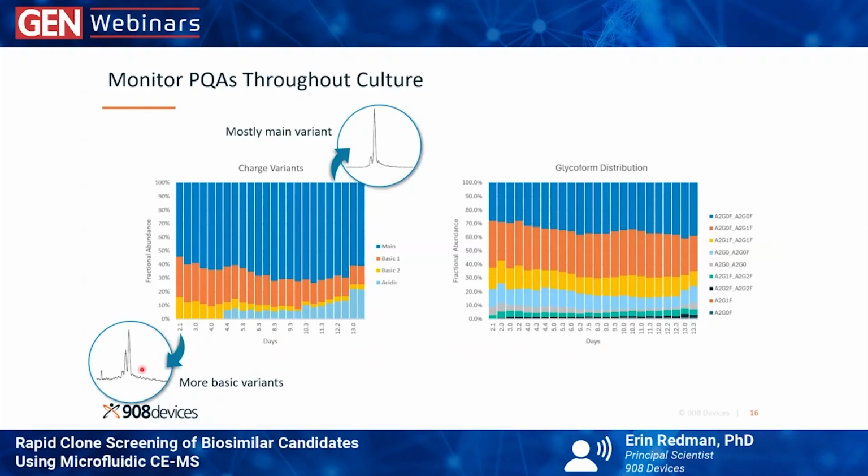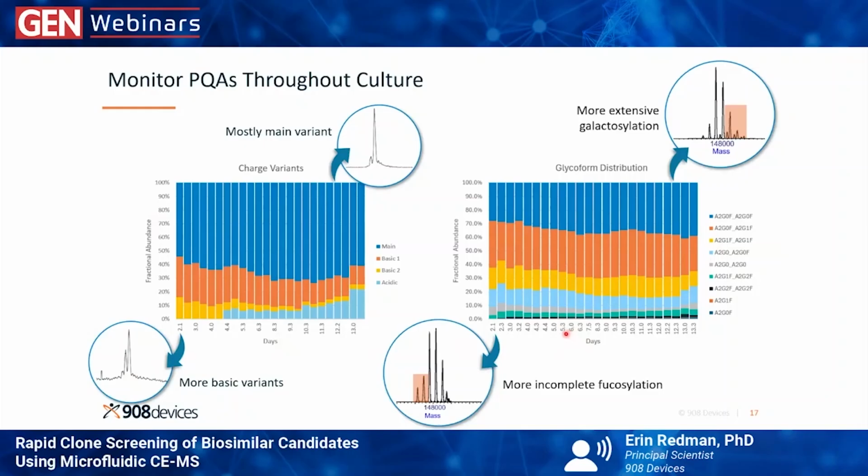Early into the culture, we can see that there's a higher percentage of basic variants than at the end. We can also confirm from the mass data that the identity of the basic variants and the acidic variants remain the same throughout the culture.